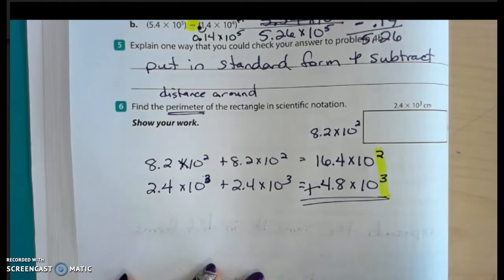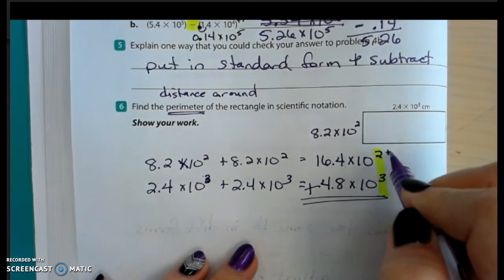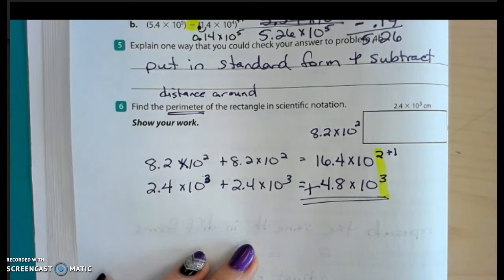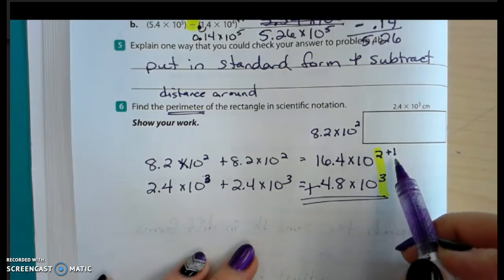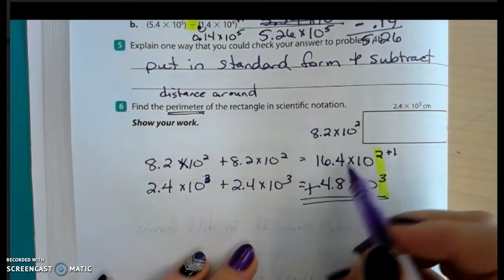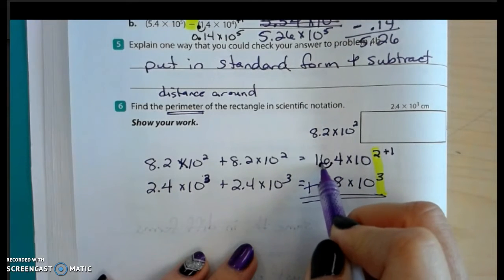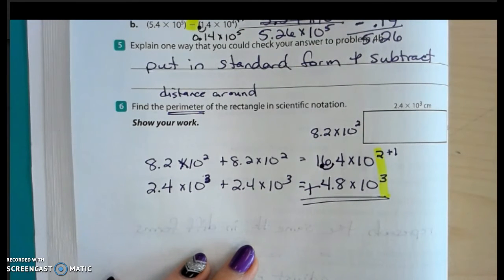You can fix either one. I'm going to increase my 2 to a 3 by adding one place value. If I add on the exponent, I have to decrease on the base 10. So I'm going to have 1.64 times 10 to the 3rd plus 4.8 times 10 to the 3rd.